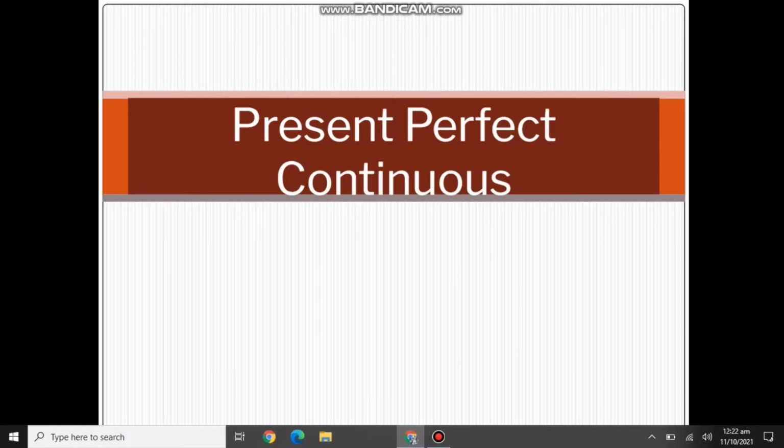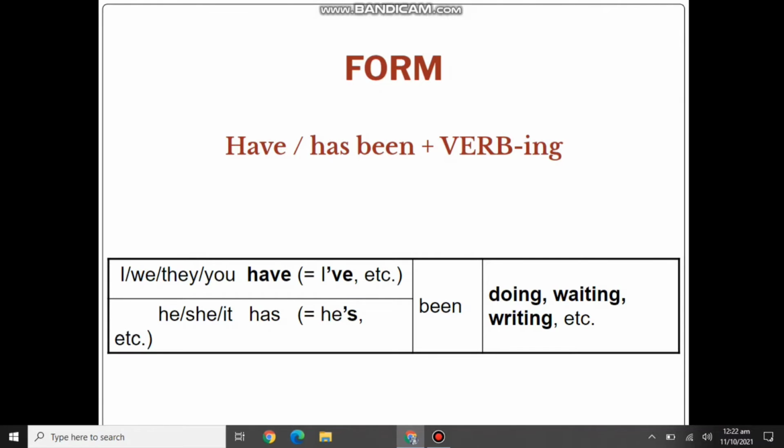So let's start. Present perfect continuous. What is perfect continuous? Here is the form of perfect continuous, how we form a sentence of perfect continuous. Then here is the use of have been and has been. We add has been or have been, plus we add ing to the verb. So here is the use of have and has. With which subjects do we use have, and with which subjects do we use has?